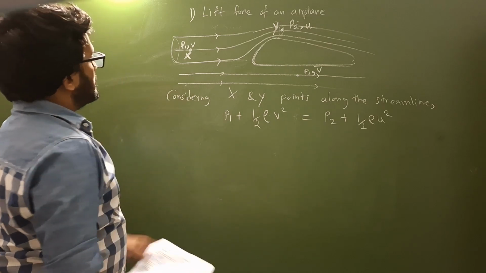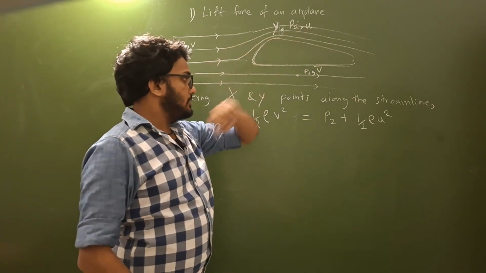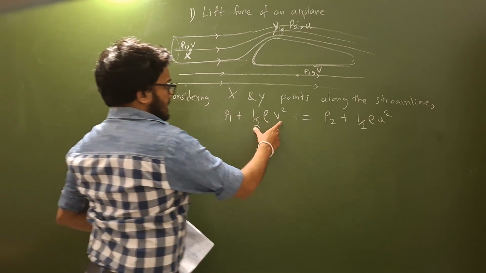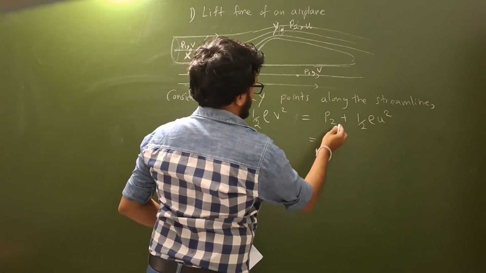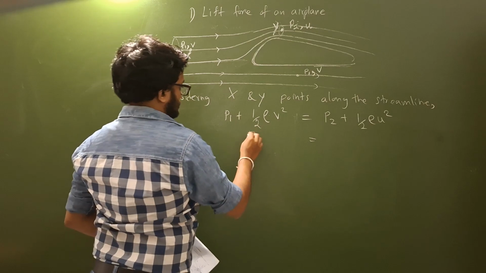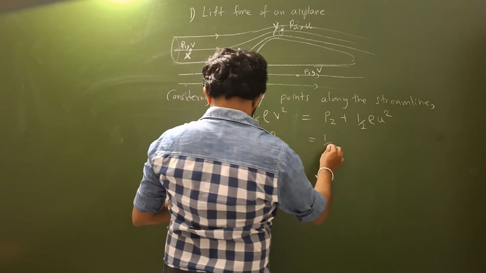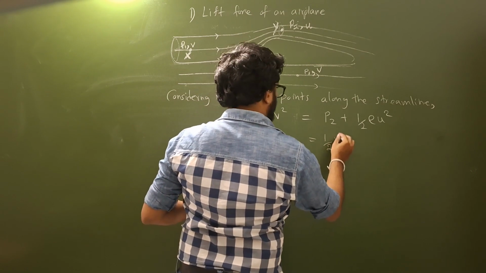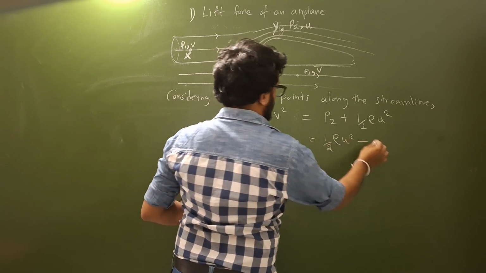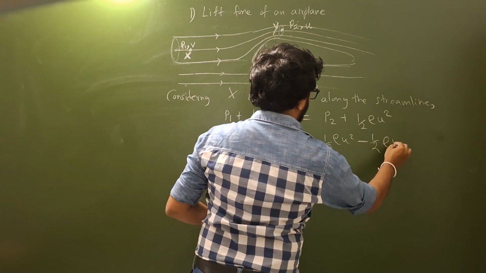So what is the higher velocity? U is the higher velocity. Let's take this term to this side and P to this side. So P1 minus P2 is equal to half rho U squared minus half rho V squared.